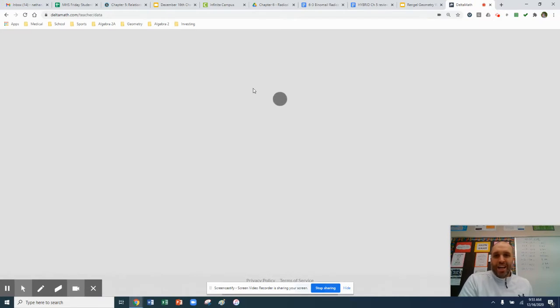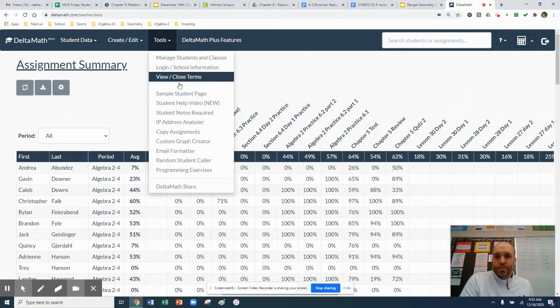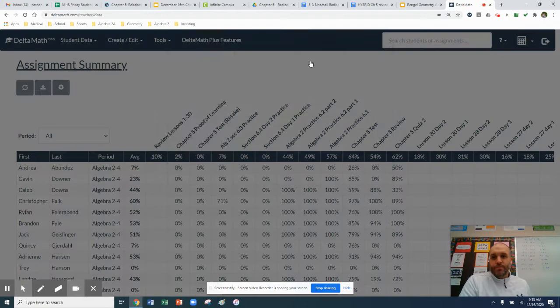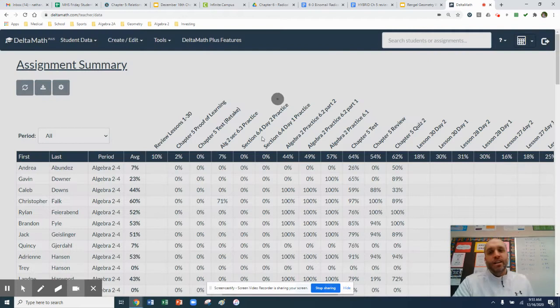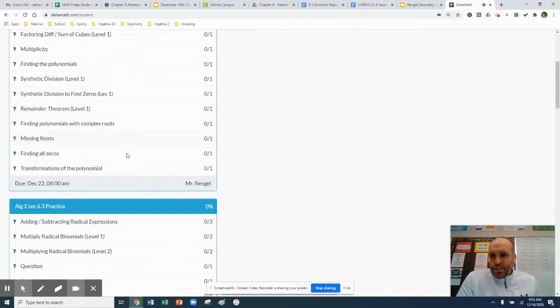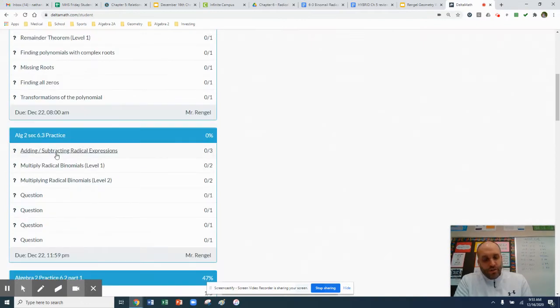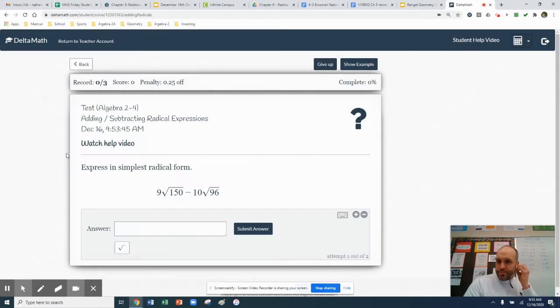So we're going to take a look at how we can add and subtract because sometimes it's going to not have the same radicand, but we have to make sure that we simplify our radicals. So if you're looking at your Delta Math, you should see that you now have your 6.3. You also have that proof of learning there, so that'll be in there as well.